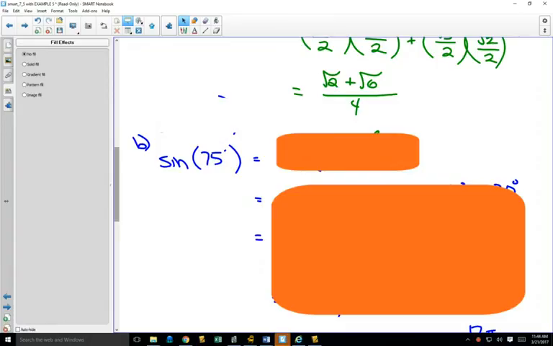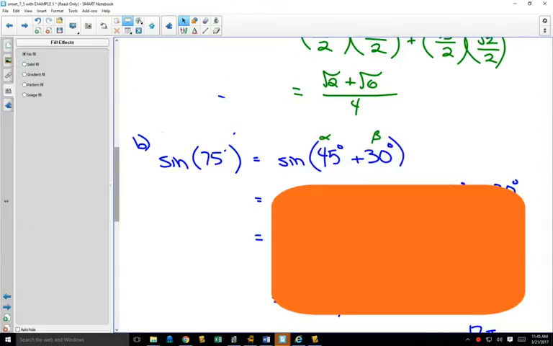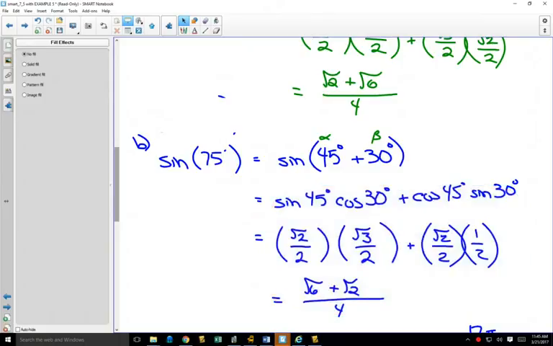135 minus 60. Good. But we'll use 45 and 30. And it doesn't matter the order because you're adding, so you could have had alpha as your 30 and 45 for your beta. But then we go to our sine alpha plus beta formula, plug those in, use our unit circle to figure everything out. And this one also is root 6 plus root 2 over 4.